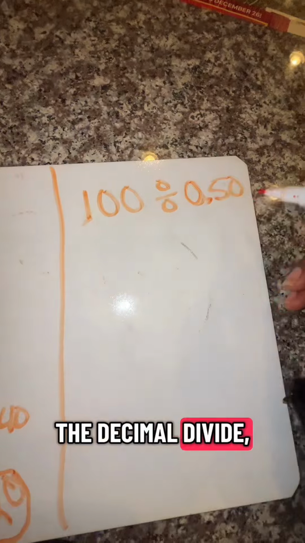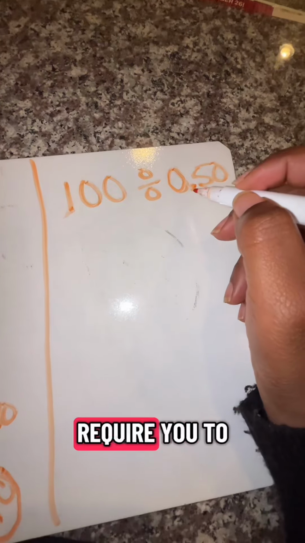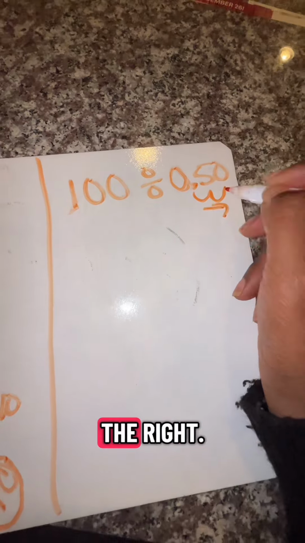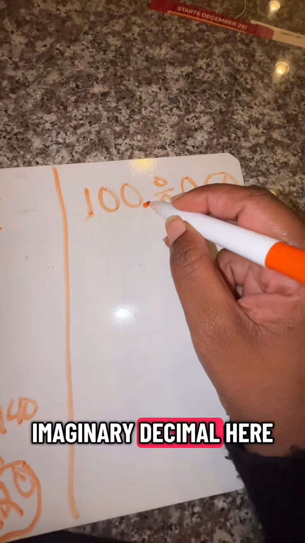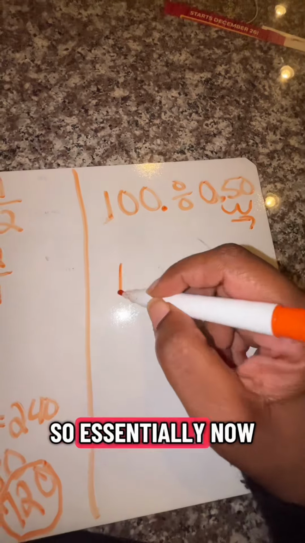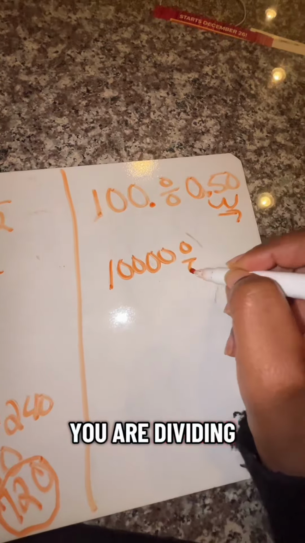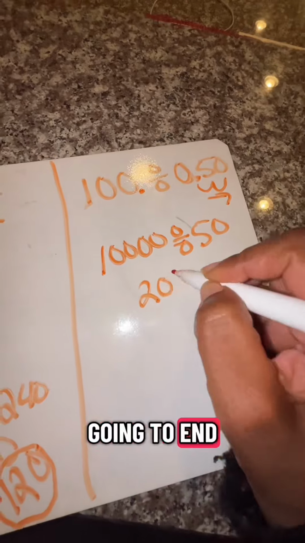If you're using the decimal with dividing, your divisor cannot be a decimal. So it would require you to make it a whole number by moving it 2 units to the right, which means you will also need to take the imaginary decimal here and also move it 2 units to the right. So essentially now you are dividing a number that looks like this. You are still going to end up with 200.